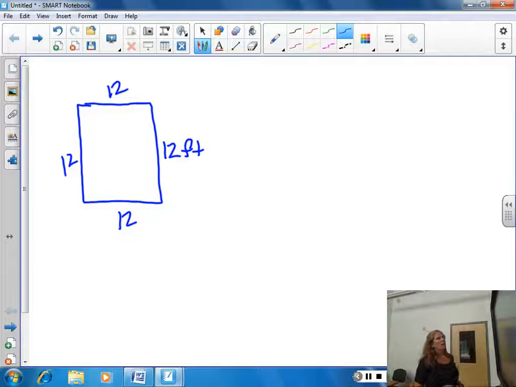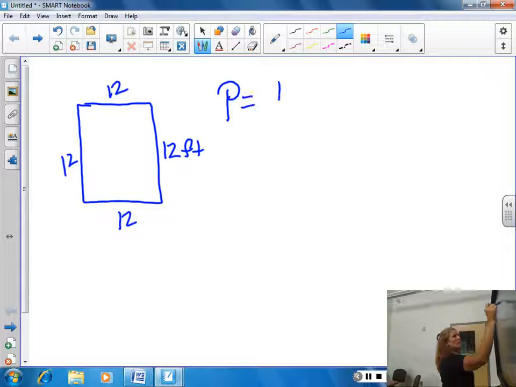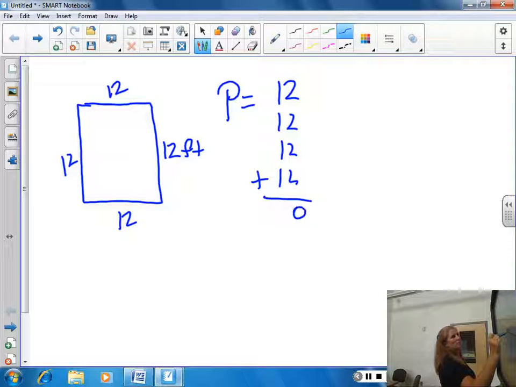So I'm going to put molding around. I'm not going to fill in the floor. I'm just going to go around the edge. So it's perimeter that I'm looking for. So I'm going to add 12 4 times, and that gives me 48, and that is feet.